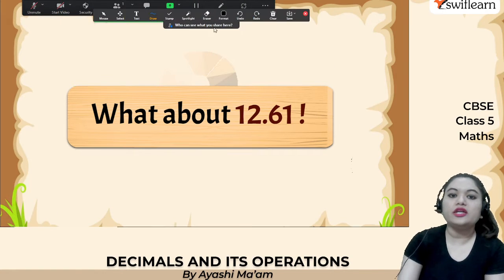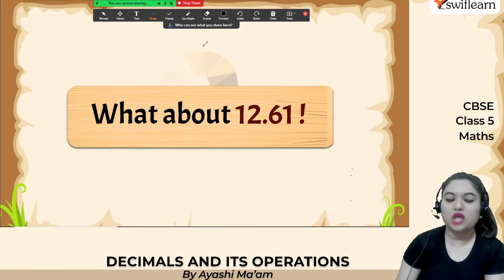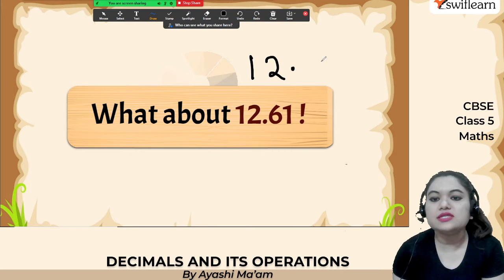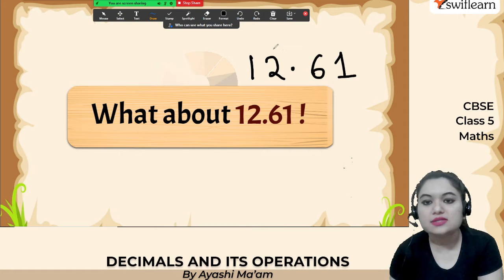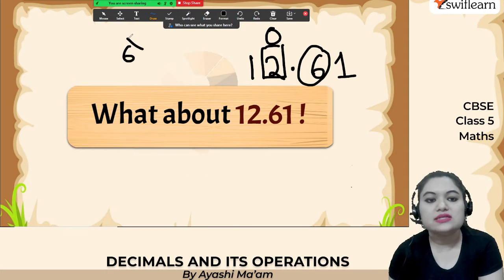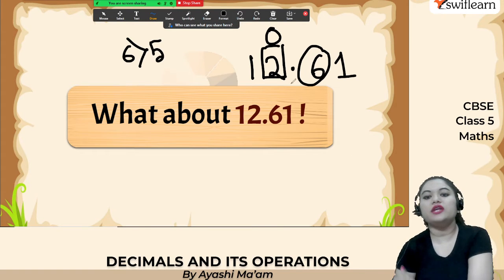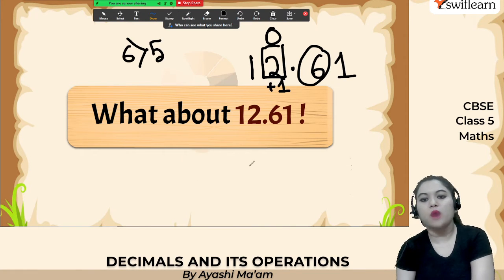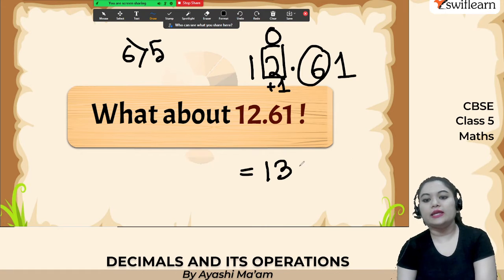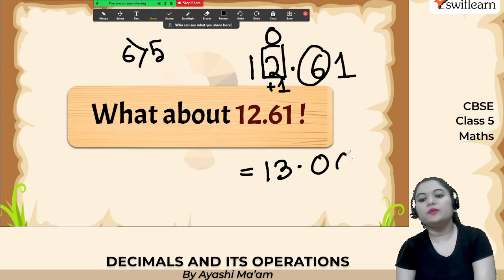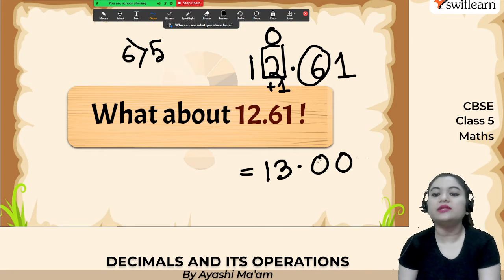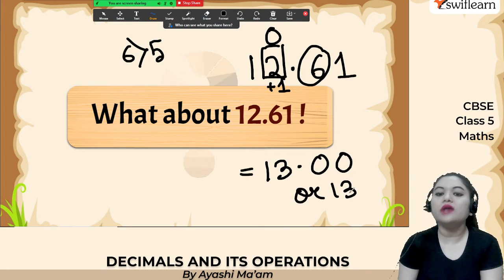Okay, now what about 12.61? What will happen? 12.61, rounding off to nearest ones. So our ones digit is 2, and the digit to the right of this ones digit is 6. 6 is greater than 5. So what will happen? To this 2 we will do a plus 1. So it will become 13 point, and after this ones digit, whatever you have will become 0. So the answer will be 13.00 or 13.